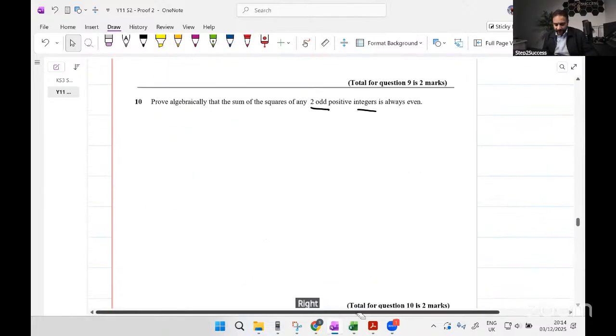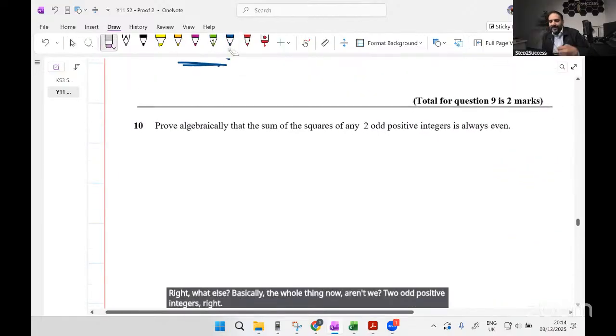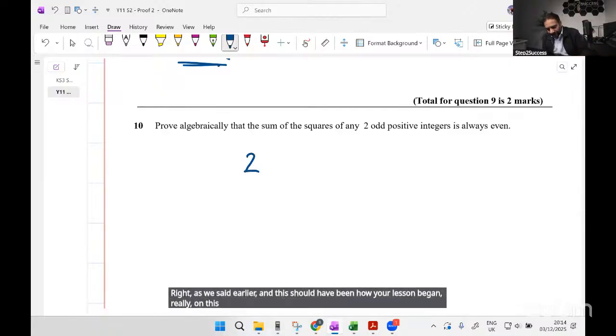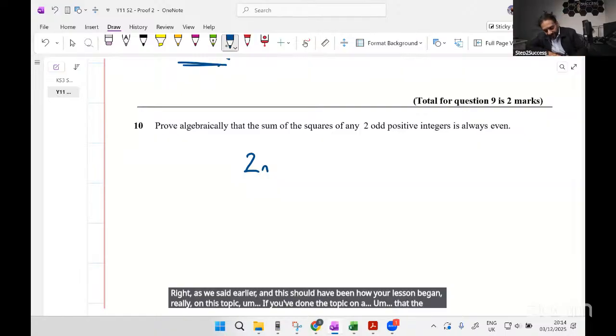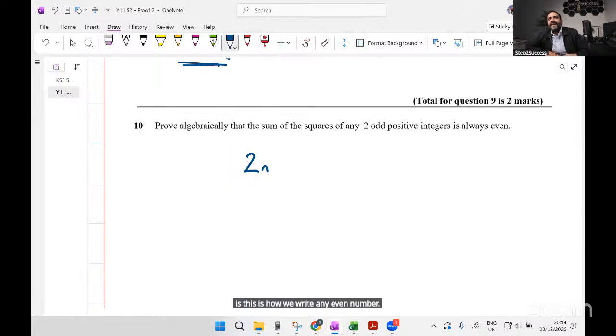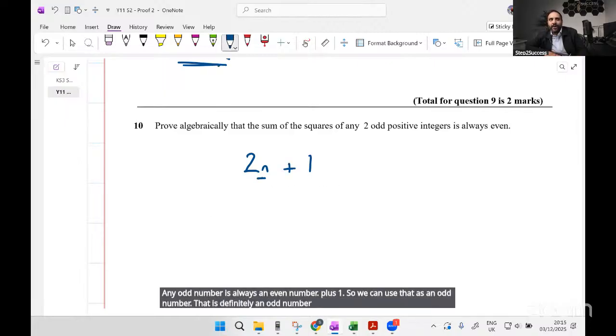Right, what else? We're going basically the whole thing now, aren't we? Two odd positive integers. Right. Right. As we said earlier, and this should have been how your lesson began, really, on this topic. If you've done the topic on proof, um, that the beginning, that an even number this is how we write any even number. Any odd number is always an even number plus one. So we can use that as an odd number. That is definitely an odd number, no matter what number I put in as n.